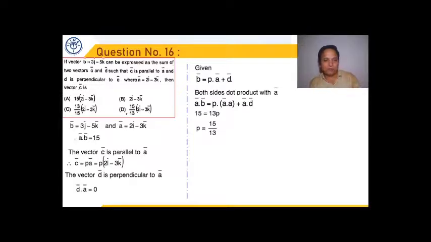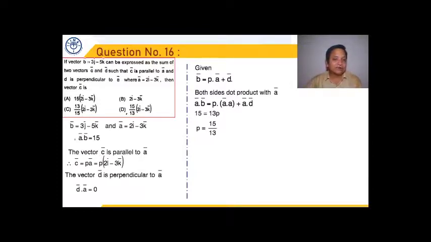A dot B value we know is 15. A dot A value is modulus of A square, that is 13. A vector is 2i minus 3k. So A dot A is 2 square is 4 plus minus 3 square is 9. 9 plus 4 becomes 13, plus A dot D is 0. A dot D is 0. So value of P comes out to be 15 by 13.